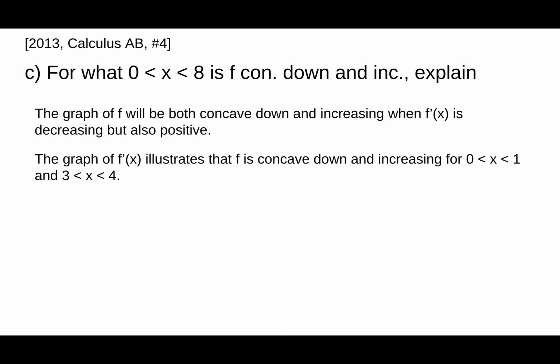We have the graph of f prime. So if we check the graph of f prime, we'll be able to see that f would be concave down and increasing over two different intervals. The interval x is greater than 0 but less than 1, and the interval x is greater than 3 but less than 4.